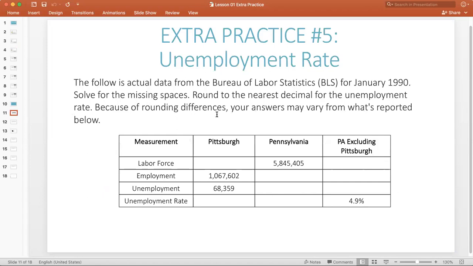So I don't want to take up too much time just doing that over and over when I could focus on these harder problems. So in your reading, you've probably started to learn about the labor force and how the labor force is made up, and different calculations we can use to look at the labor force and compare it. So the following is actual data from the BLS for January 1990. Solve for the missing spaces, round to the nearest decimal for the unemployment rate. Because of rounding differences, your answers may vary from what's reported below.